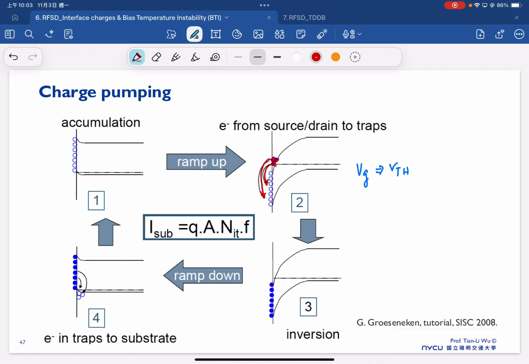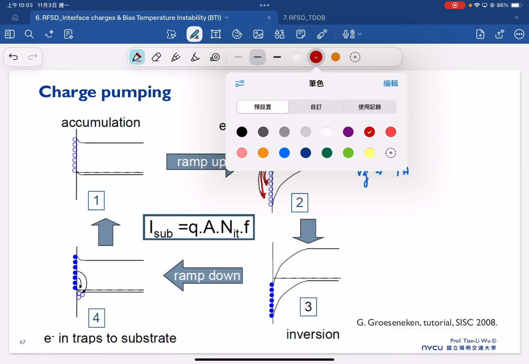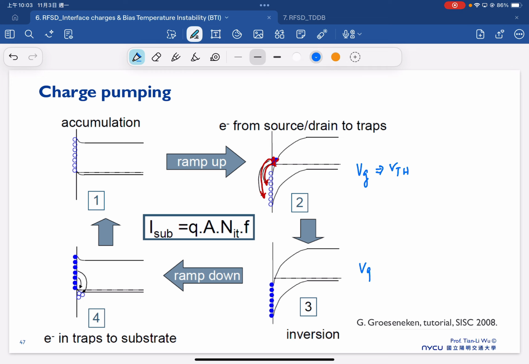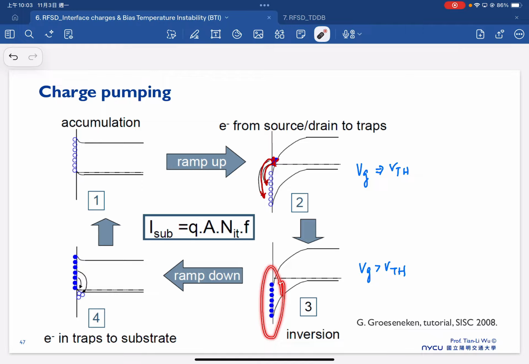Then the third step is where we make sure our VG is larger than VTH. At this moment, all the states are filled with electrons, so we have many captured electrons here. And finally, we come back to accumulation again.